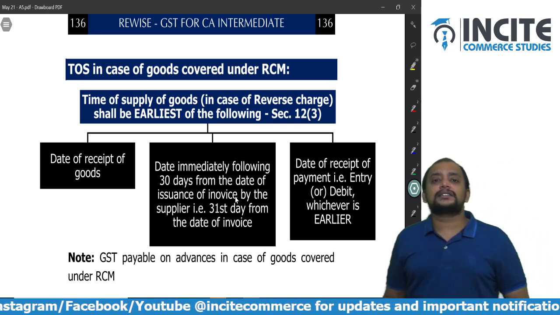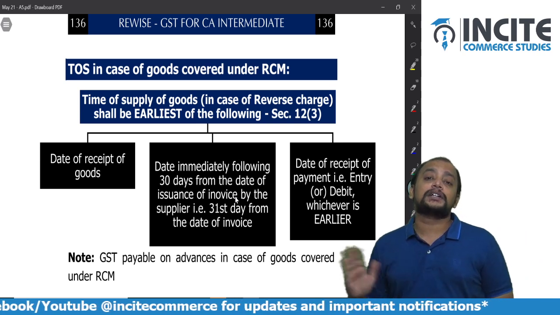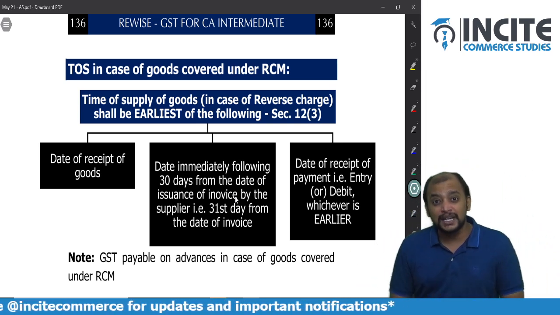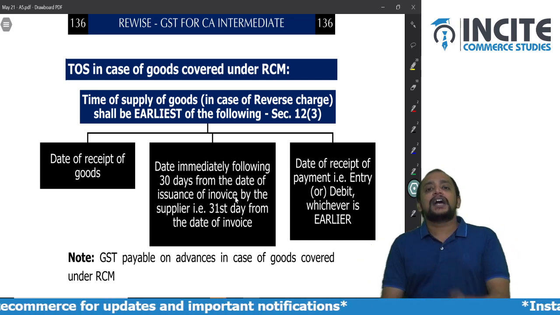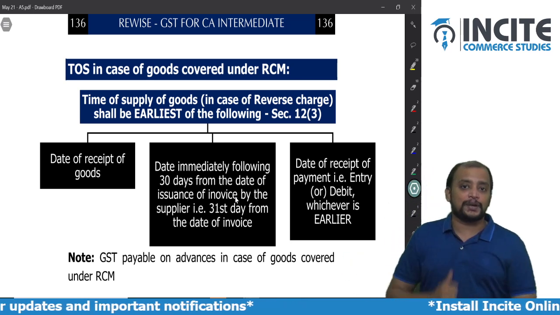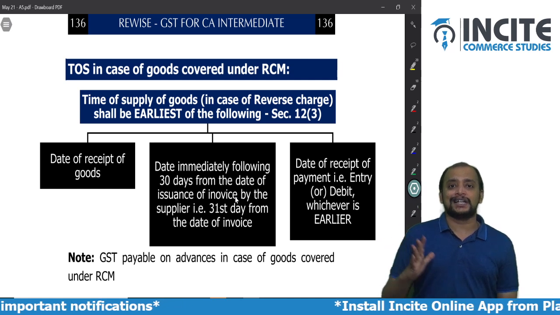So when it is RCM, who is liable to pay GST? Recipient. So the time of supply should not be interpreted from the supplier's point of view. The time of supply should be interpreted from the recipient's point of view. So as and when the recipient receives the goods, as and when the recipient makes payment to the supplier, or the 31st day from the date of invoice, whichever is earlier.